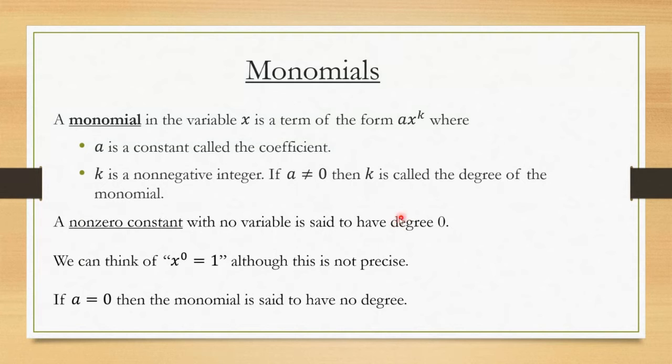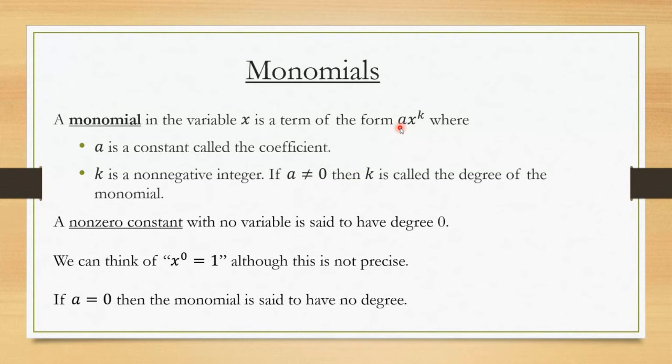I know there's a fair amount of stuff here. So a non-zero constant with no variable is of degree 0. I do throw this in here because I think it helps people: you can almost think of x to the 0 as 1, kind of like from before, where a to the 0 was 1. This is really not precise, because if the x here is 0, then this is not going to make sense. But you could think of it as a tool to help you, although it's really not precise. That's why I put it in quotes.